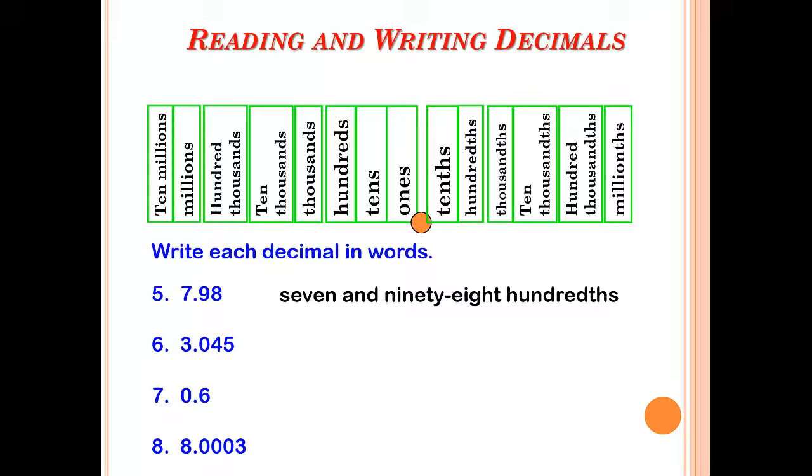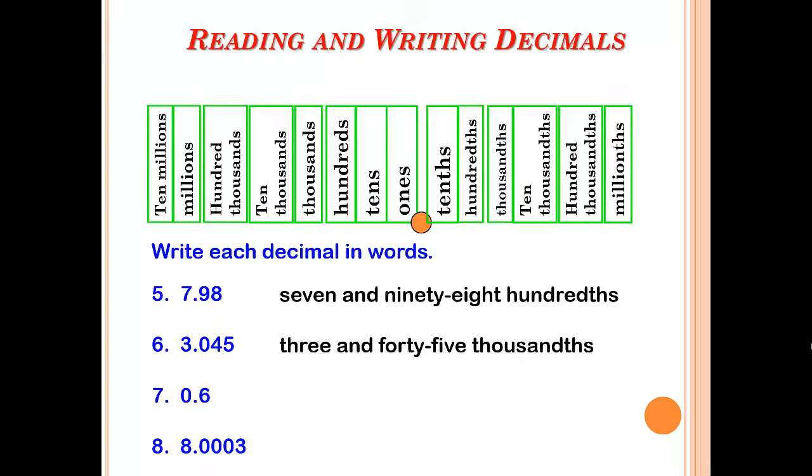Now for number 6, we have 3.045. The last digit that we have is the 5, and that is 3 digits to the right of our decimal point. So 3 places to the right would be 1, 2, 3, and that would be the thousandths place. So we have 3 and 45 thousandths.